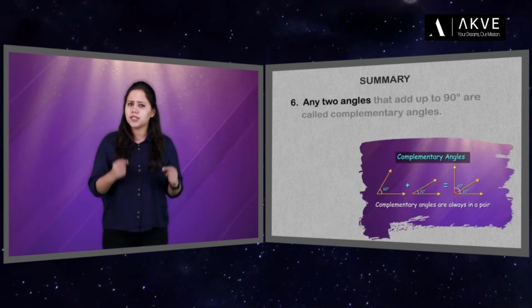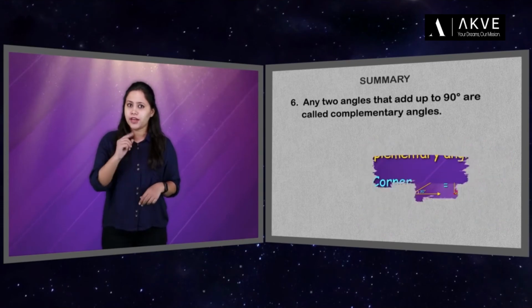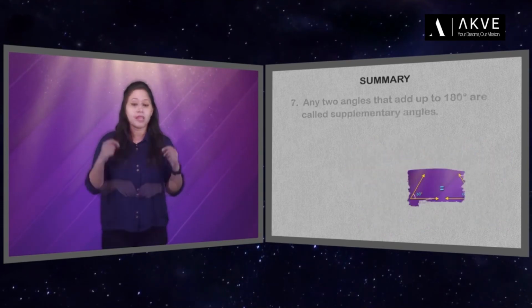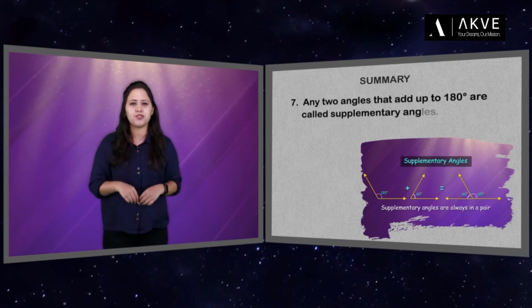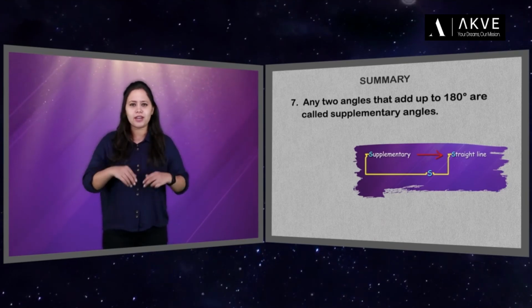Any two angles that add up to 90 degrees are called complementary angles. Remember, C for complementary and C for corner. Any two angles that add up to 180 degrees are called supplementary angles. Remember, S for supplementary and S for straight line.